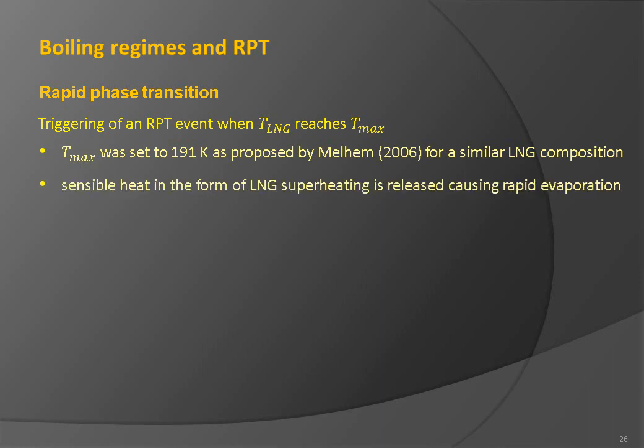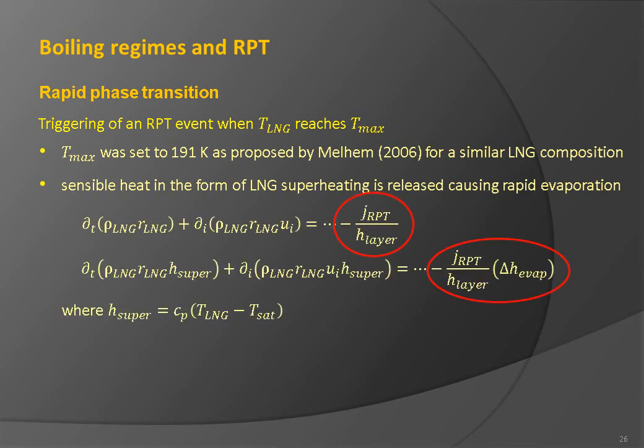During an RPT event, the sensible heat that is accumulated in the form of LNG superheating is suddenly released, causing rapid evaporation. The first equation represents transport of LNG mass in the liquid layer, and the second the related enthalpy of superheating. Sinks of mass and energy associated with evaporation are marked with red. The evaporation process finishes when H super decreases to 0.